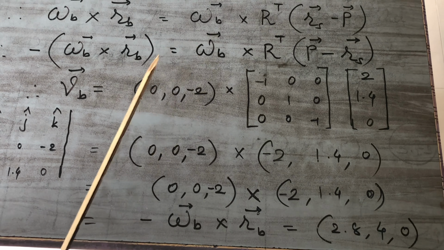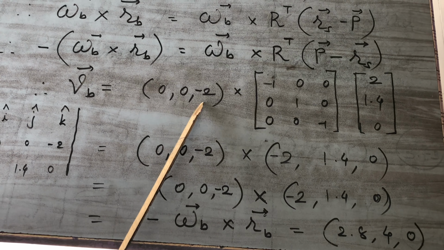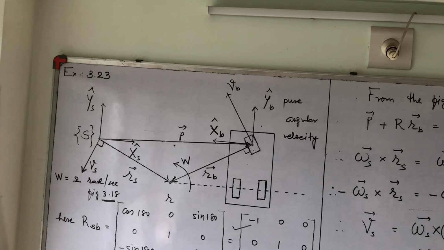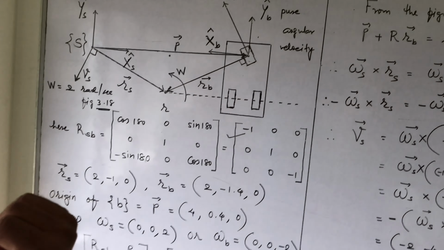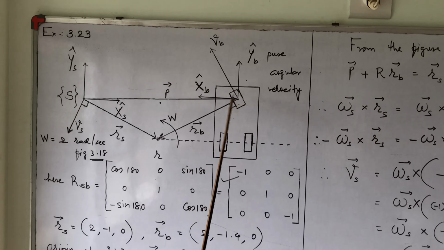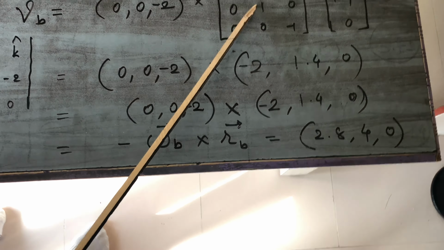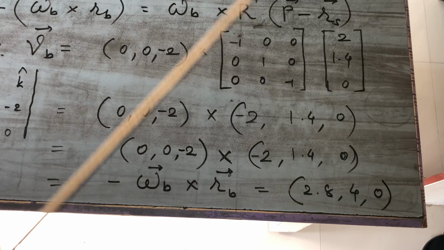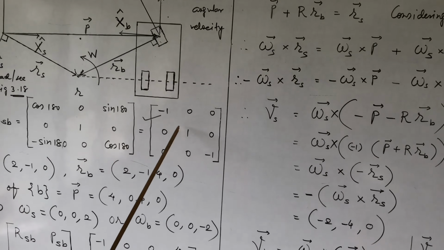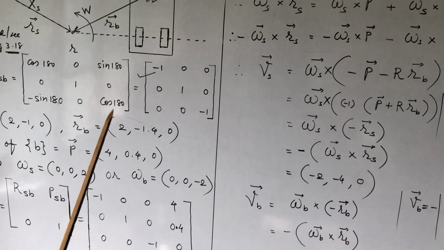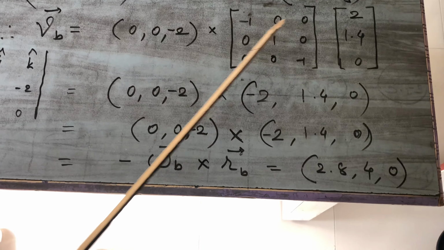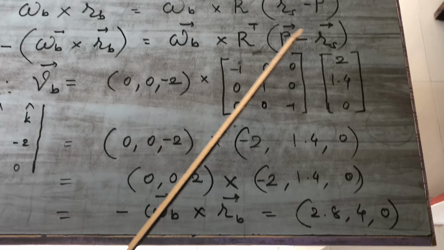Now we put omega b as 0, 0, -2, because the body is rotating this way. The axis of rotation is coming out of the plane of the board, but for this frame, z is going into the plane. So it must be 0, 0, -2 cross R transpose. By chance, here R is this, but transpose is also the same due to symmetry. So -1, 0, 0, 0, 1, 0, 0, 0, -1, and P minus RS.